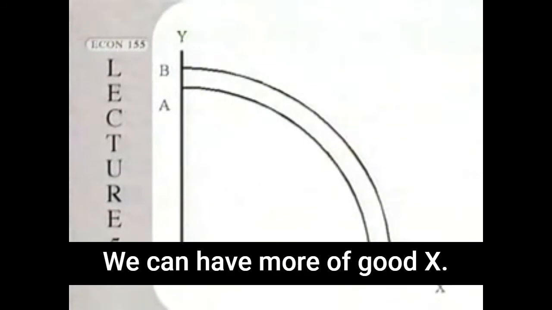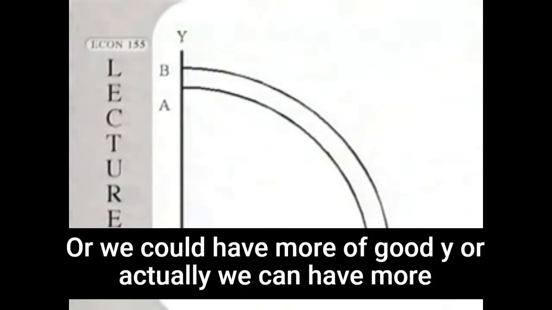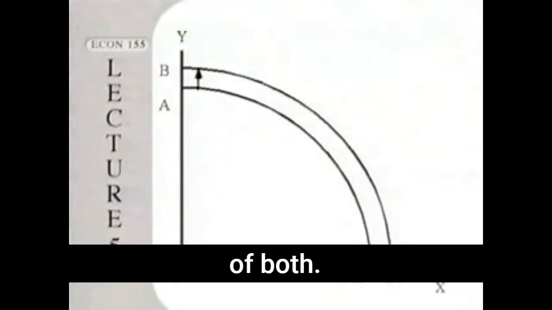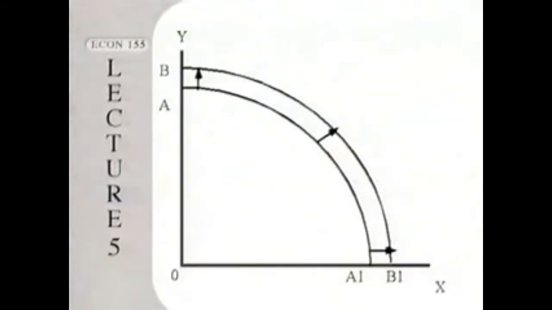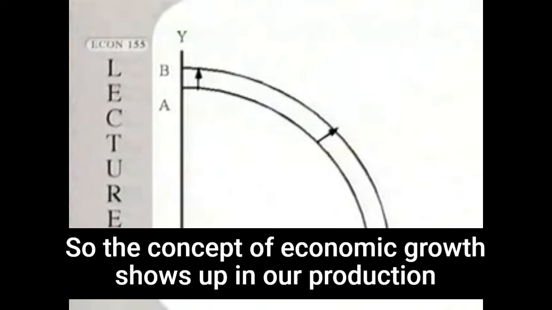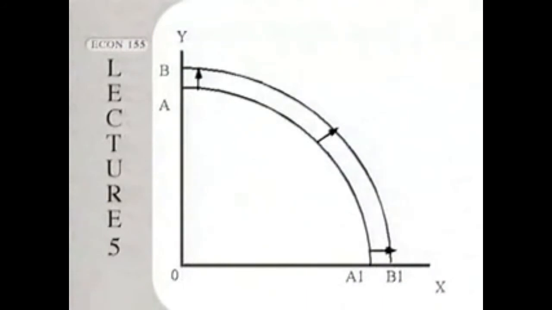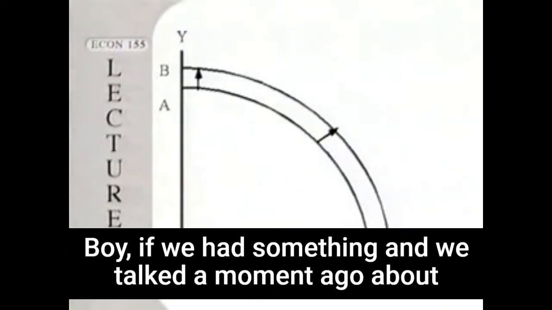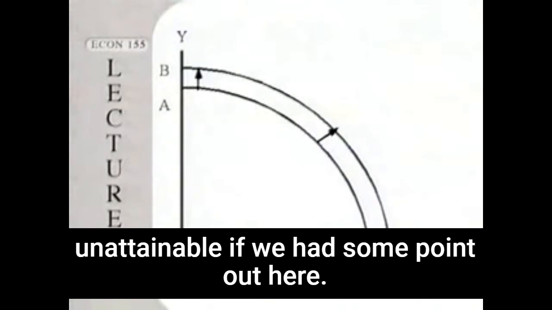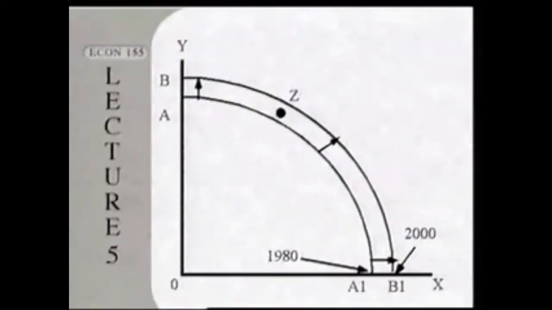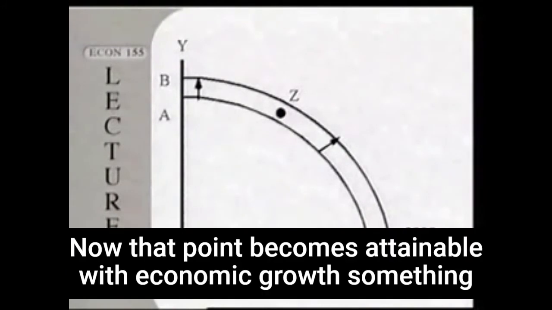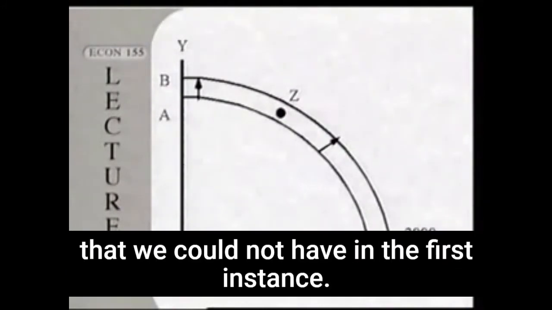We can have more of good X, or we could have more of good Y, or actually we could have more of both. So the concept of economic growth shows up in our production possibilities frontier as just a curve that is shifting outward. If we had some point out here that was unattainable before, now that point becomes attainable with economic growth, something that we could not have in the first instance.